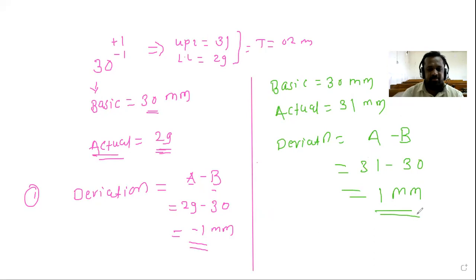Please prepare the definition for deviation. Just you have to understand the deviation. It is the algebraic difference between actual and basic size. Okay, I will explain another point here, and then I will explain all of this in a graphical manner.